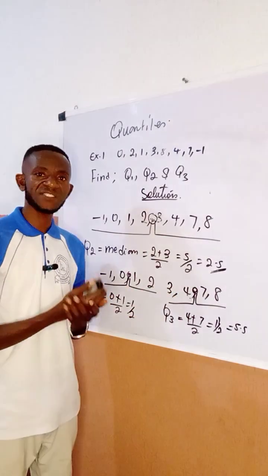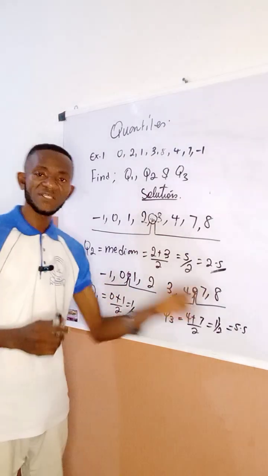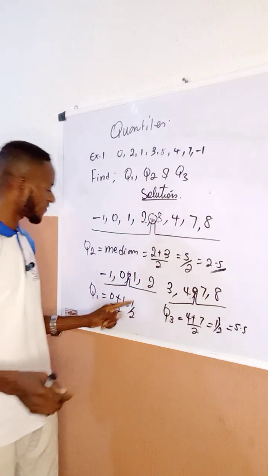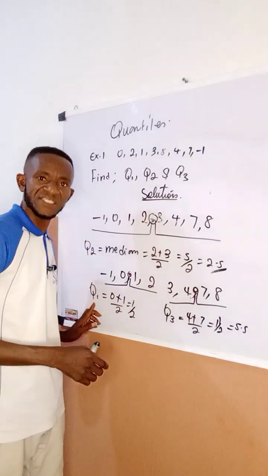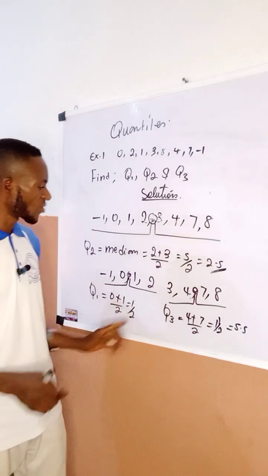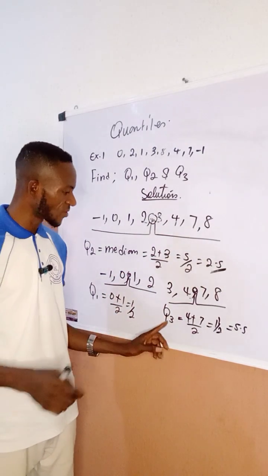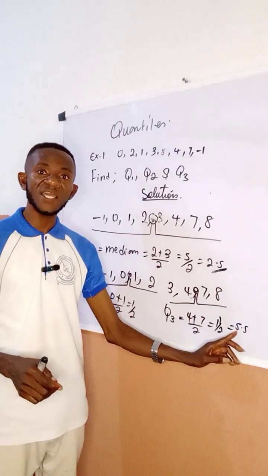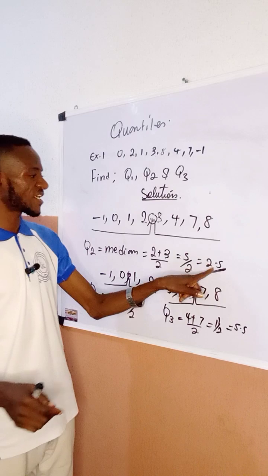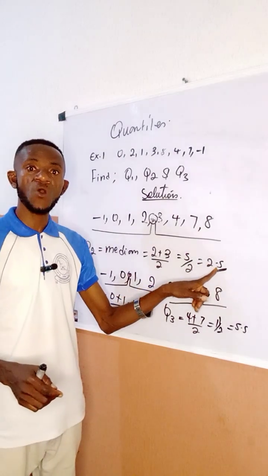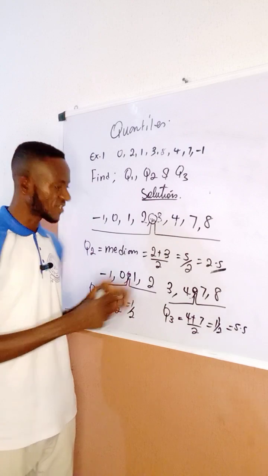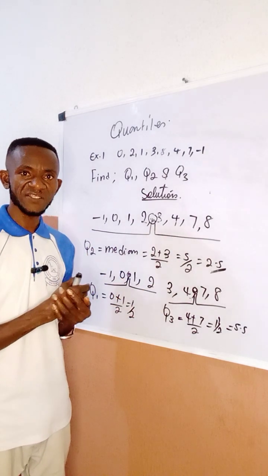And then we call it what we call the third quartile. Of course, do remember that this Q1, which we call the first quartile, is the same thing as the 25th percentile. And equally, do remember that this Q3 is the same thing as the 75th percentile. And then this median, which we got here, 2.5, is actually called the 50th percentile.